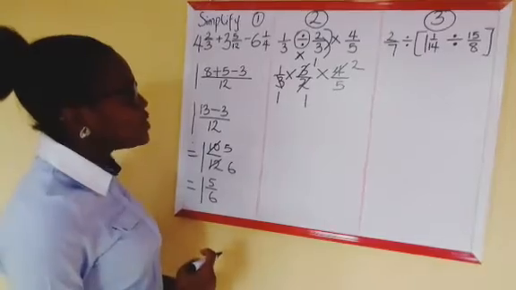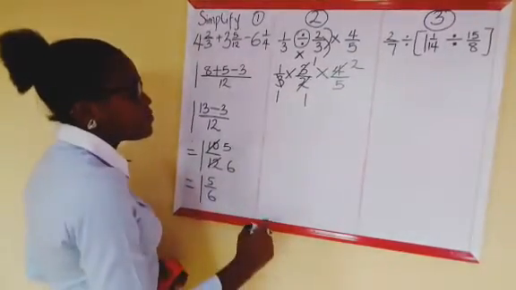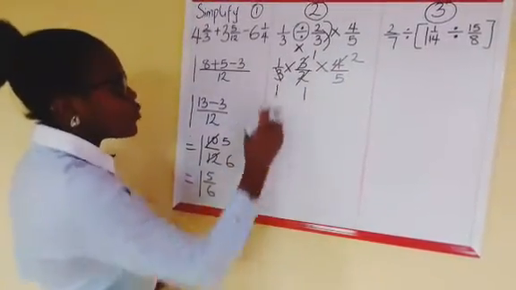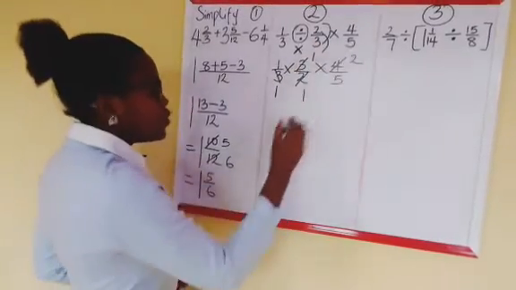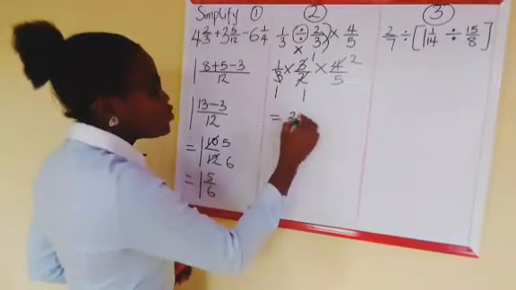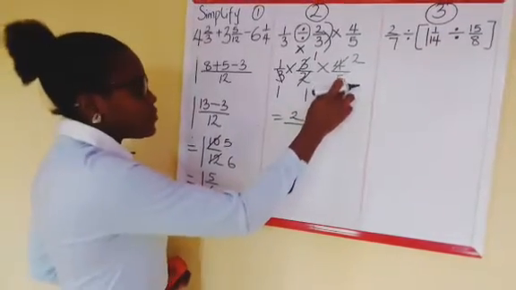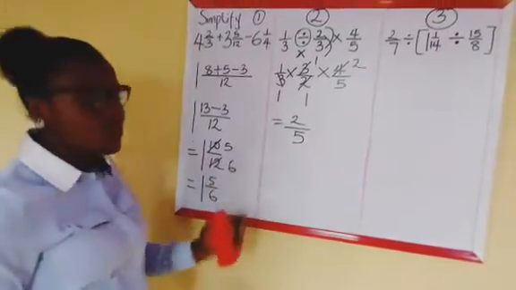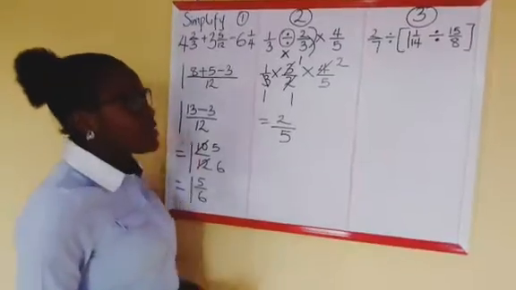Can any other thing divide? No. 5 cannot divide 2 and 2 cannot divide 5. 5 cannot divide 1. So we are leaving it this way. So we have 1 times 1, which is 1, times 2 will give us 2. 1 times 1 is 1, times 5 will give us 5. So our final answer is 2/5. Nothing can divide. Okay, let's go to the last examples.